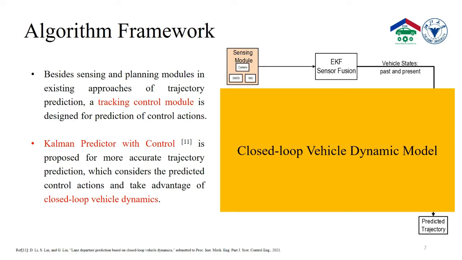The framework of our proposed algorithm is shown in the picture. First, an extended Kalman filter is used to filter the sensor noise and get the optimal estimations of the vehicle's current states. Then a closed-loop vehicle dynamic model is used to better predict the future vehicle trajectory, considering the actual control law. The structure of the model is like this.